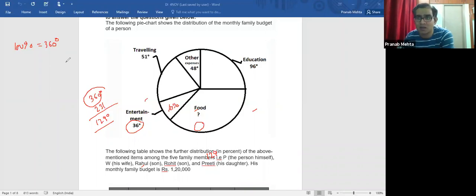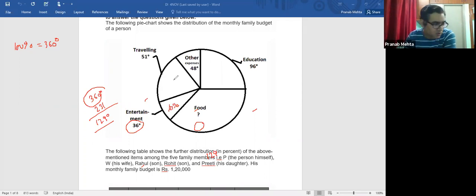Once you understand data and you know how to decipher it, how to break it, your life becomes very easy. So the first thing you need to understand is that the first data is given in terms of degree, all right? And the second is given in terms of percentage. I know complete 100% is equivalent to 360. So now I can see entertainment is 10%. Similarly, for traveling also I can get it in terms of percentage.